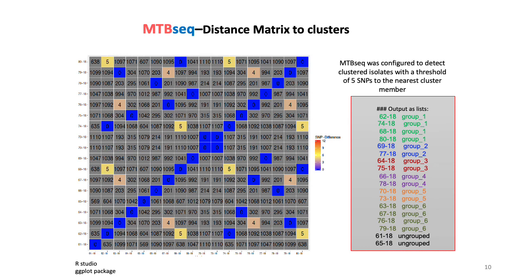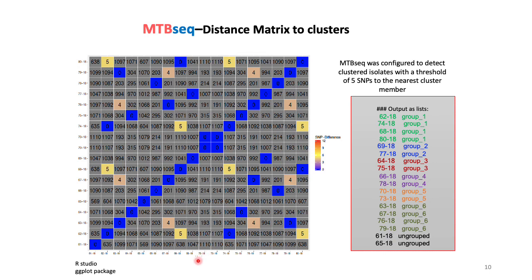So here we can interpret that in this data set of 18 samples, we have 6 clusters. The members of each cluster, for example group 1 that consists of 4 samples, have less than 5 SNPs distance from each other. And here you can see the distance matrix of these samples.